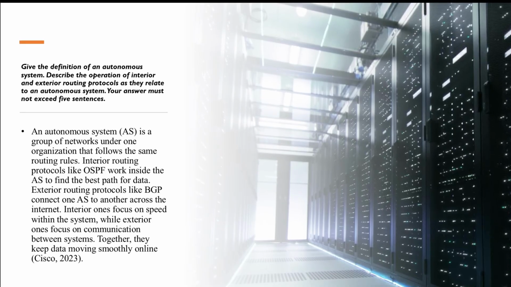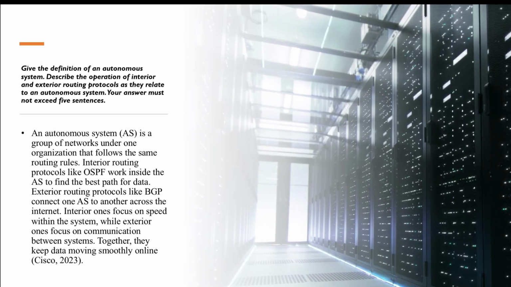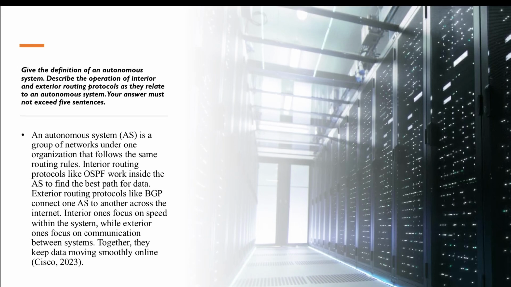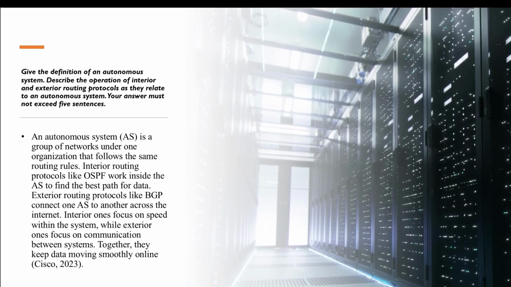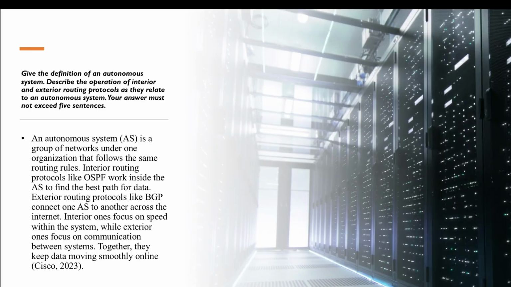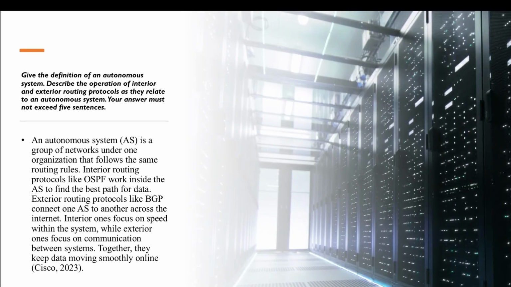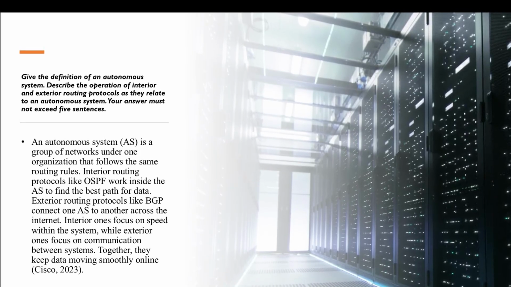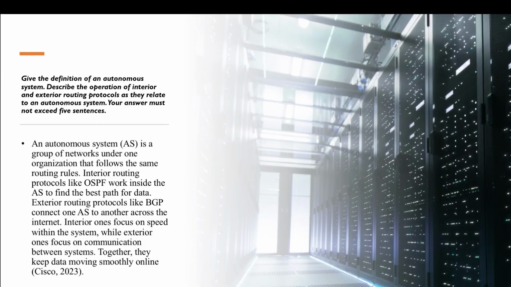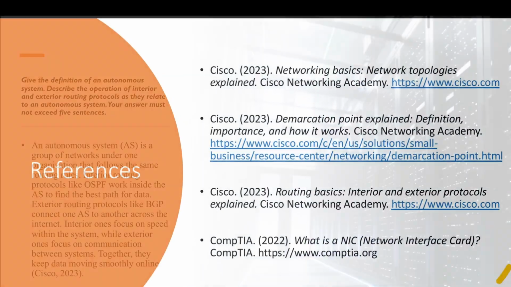Cisco 2023. Basic explanation of all that is, interior protocols keep internal networks running smoothly. Exterior protocols control how an organization's network connects to other networks worldwide.